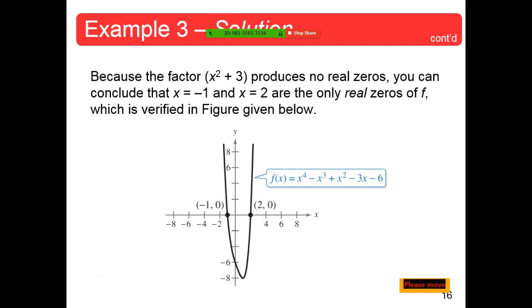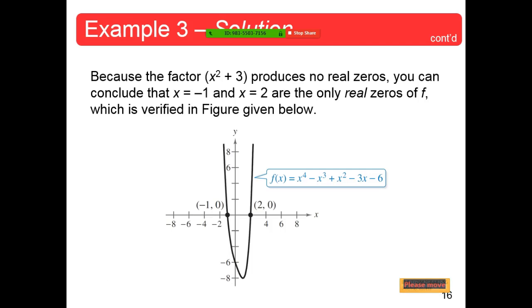Because the factor x squared plus 3 produces no real zeros, there's no way you can do anything with that and come up with a real zero, that you can conclude then that x equals minus 1 and x equals plus 2 are the only real zeros. Certainly they're the only rational zeros, but now you know they're the only real zeros, which is verified by this graph here, which we didn't do. But if you had done it, you would find it has a 0 here and a 0 here, but because it's a fourth degree polynomial, that means the other two zeros have to be complex with imaginary components.